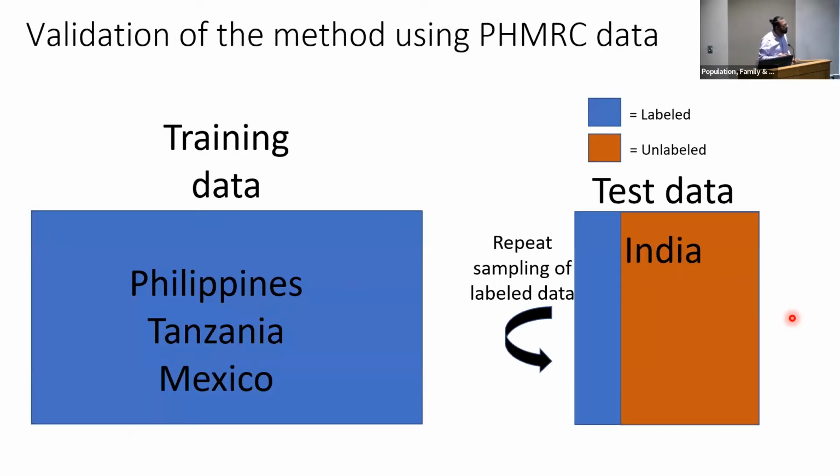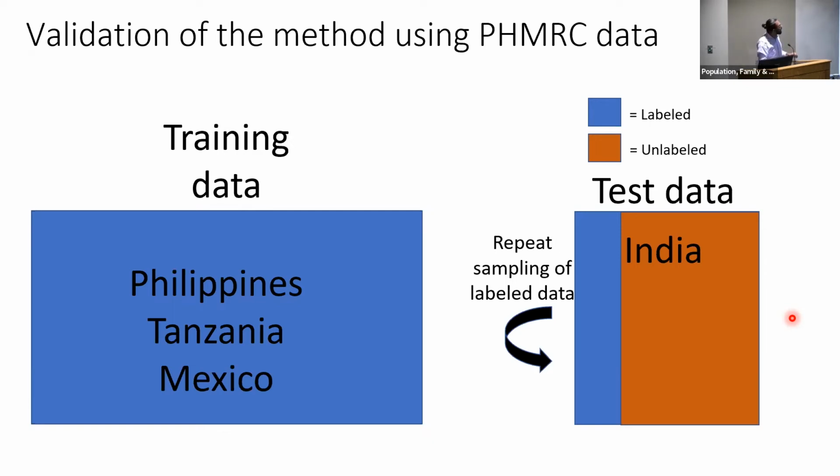Okay. Before I go to the other extensions, I'll just present some validation of the method on the PHMRC data. So the PHMRC data is like the only gold standard data available for validating any new method for verbal autopsies. It's data collected in 4 countries: Philippines, Tanzania, Mexico, and India. And it has both the verbal autopsy, but also a more comprehensive gold standard cause of death, also based on laboratory pathology and clinical endpoints.